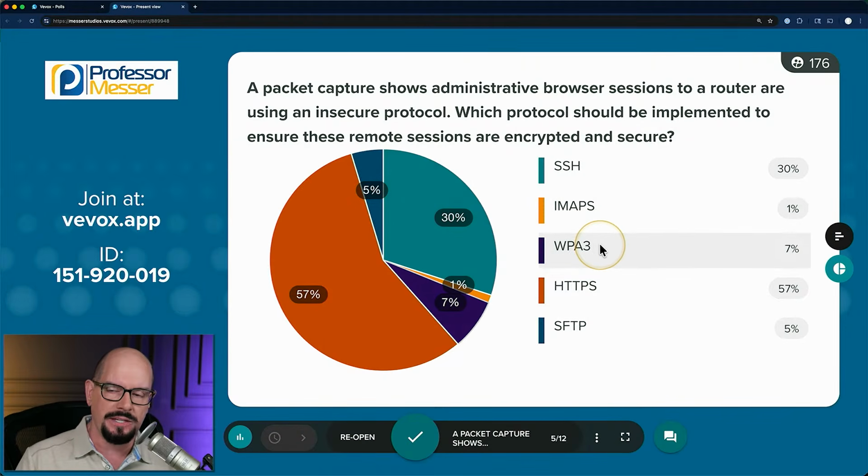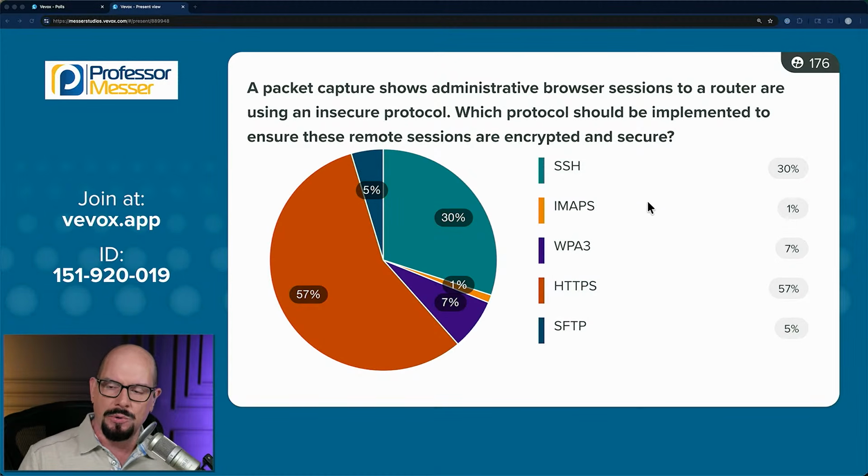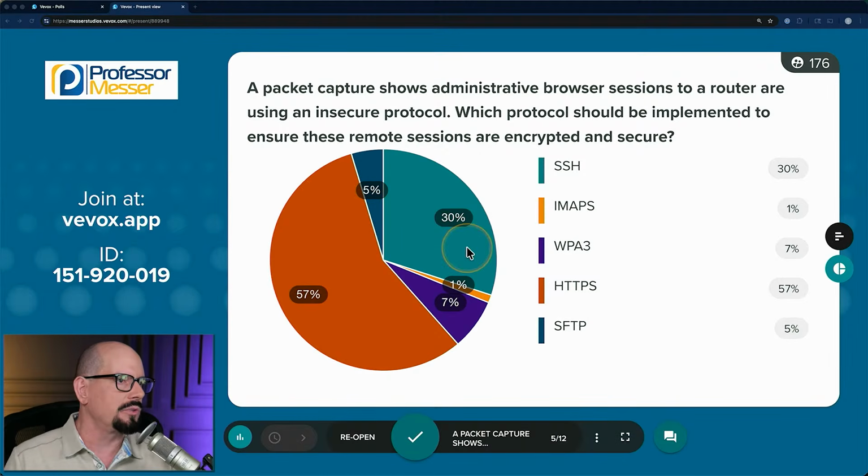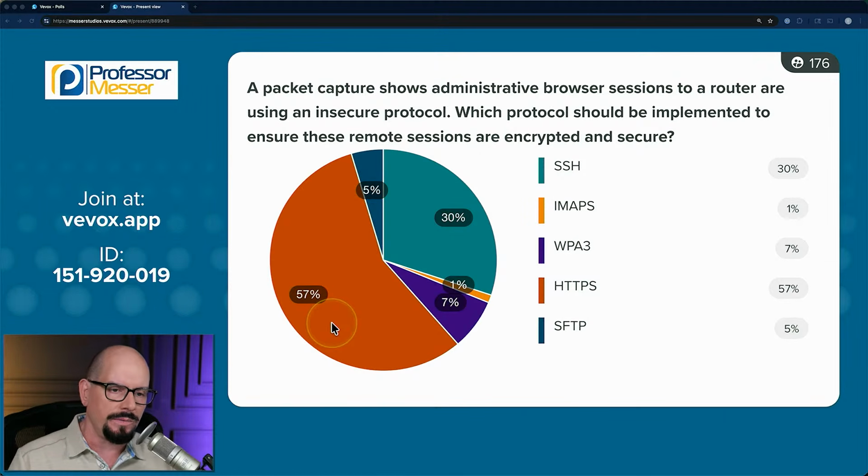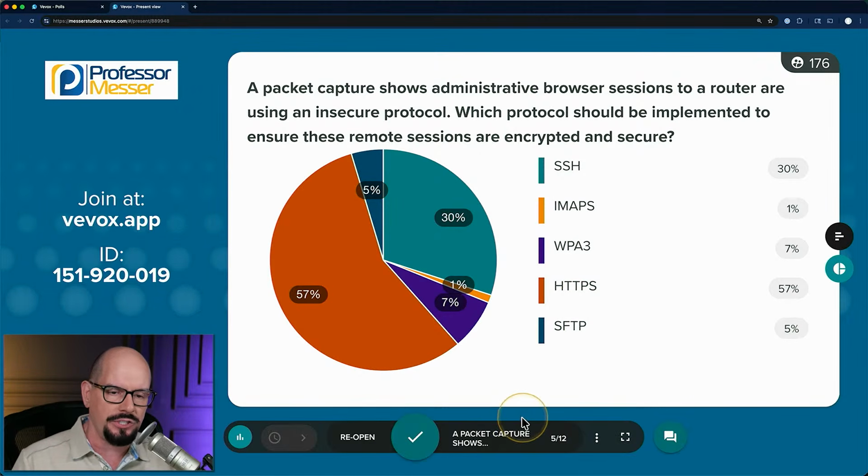We have 7% with WPA3. We've got 5% with SFTP, and we've got 1% with IMAP-S. So that is the different, at least the two options that people chose from a numbers perspective. Most of you chose the 57% of you with HTTPS.